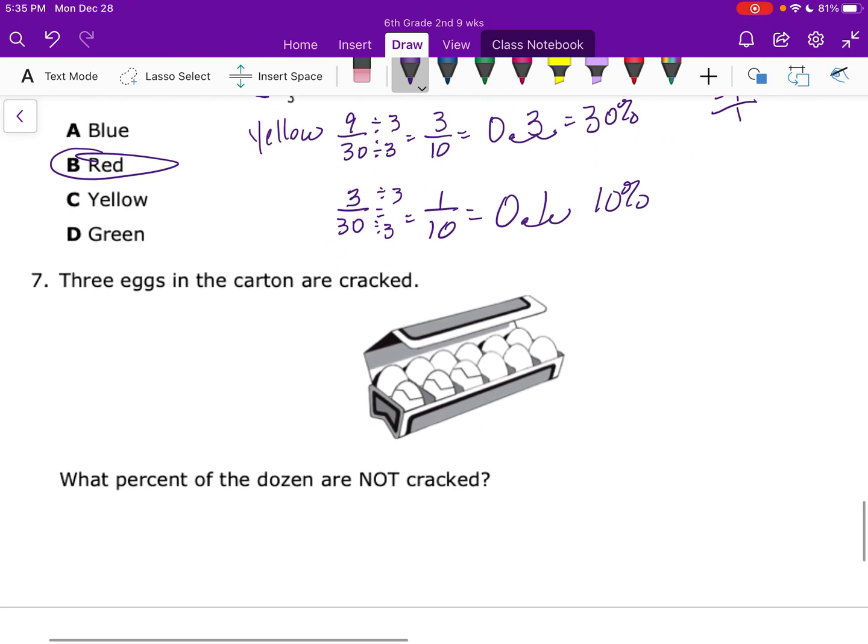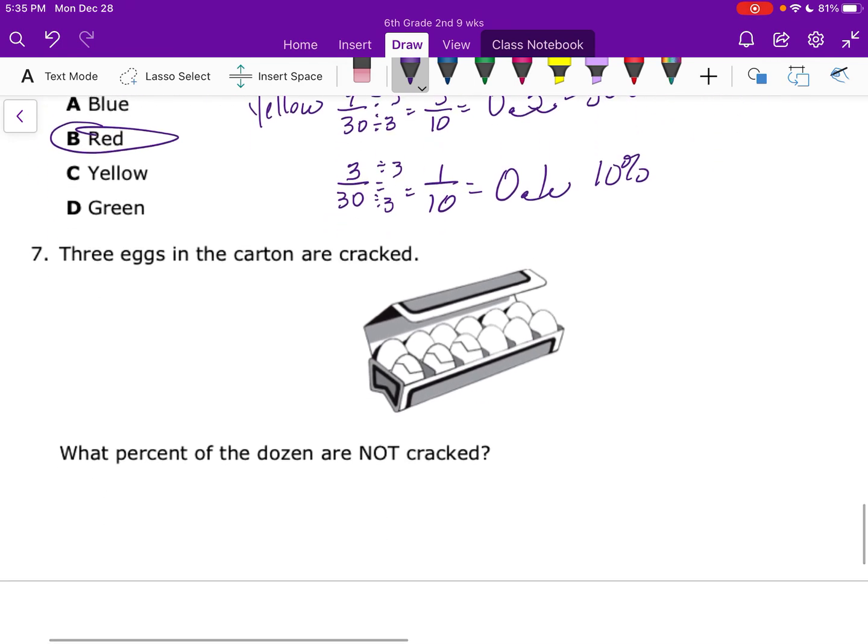All right, last question. 3 eggs in the carton are cracked. What percent of the dozen are not cracked? Okay, so we know that a dozen is 12. If we didn't know that, we could look at our picture of the eggs, right? Okay, so if 3 are cracked, so 1, 2, 3 are cracked, how many are not cracked? Yeah, we would say 12 minus 3 is 9.